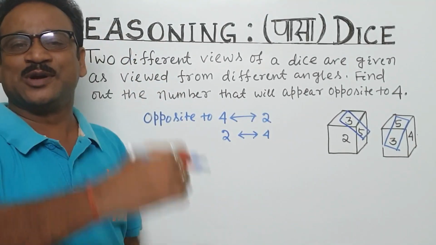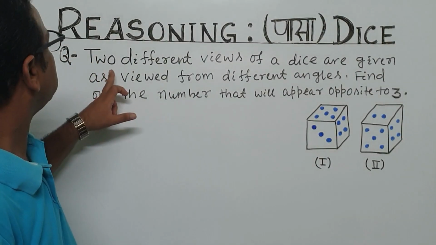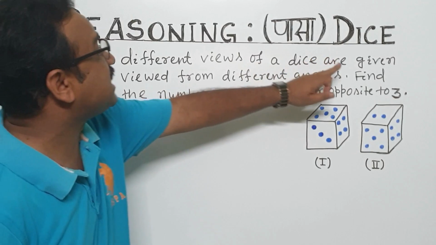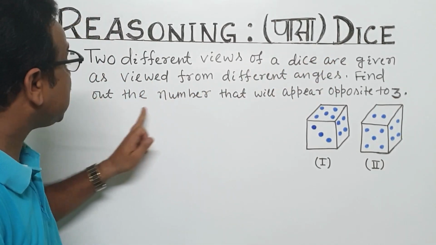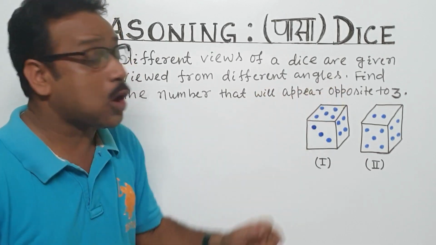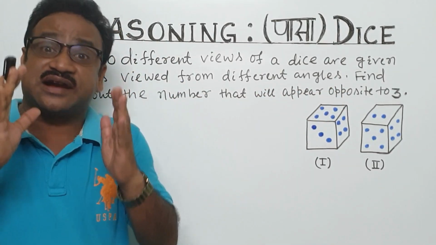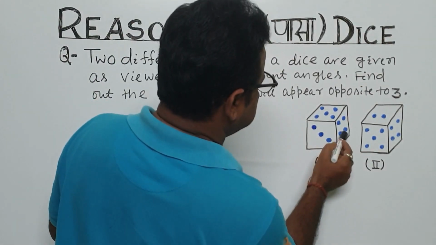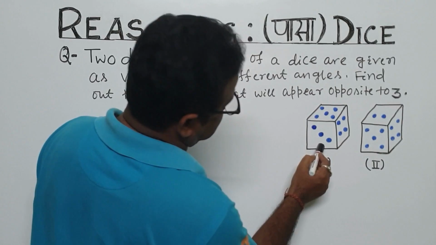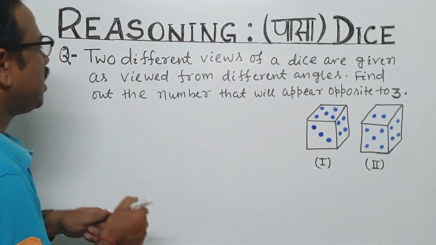Now move on to the next example. Two different views of a dice are given as viewed from different angles. Find out the number that will appear opposite to 3. First of all, we will see whether it is a standard dice or non-standard dice. 4, 3, 7: non-standard. Here also 5, 2, 7: non-standard.